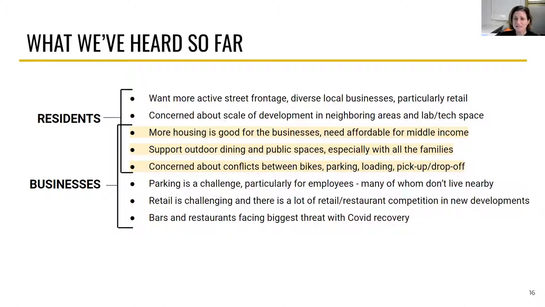And then obviously, COVID has been really hard for our business community. We've lost a lot of businesses, and we want to save them. How can we continue to save those unique businesses that make and call Cambridge Street home?